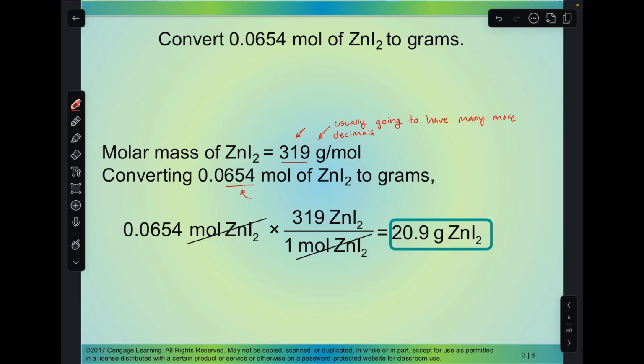Okay, and so this is our starting value, like we talked about in the dimensional analysis slides. We have a starting value, and usually the starting value is going to be 1 single unit. Sometimes it's not, but I'll try not to give you too many where that's not the case. But we have 0.0654 moles of ZnI2. And we need to cancel out moles of ZnI2, so we know that that unit's going to go on the bottom.